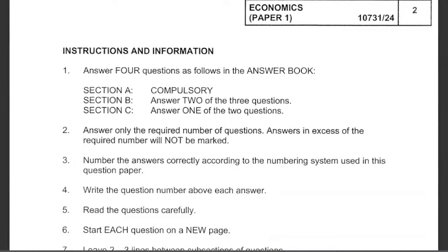through the set of instructions given and information. So now, if you check the set of instructions and information given, the first one says answer 4 questions as follows in the answer book. So now, section A consists of 30 marks, of which it is compulsory. And section B also consists of 80 marks. And a learner is given actually 3 questions, of which the expectation is to select only 2 questions.